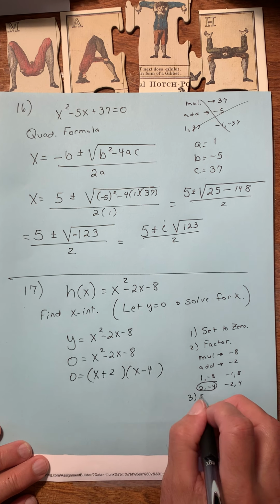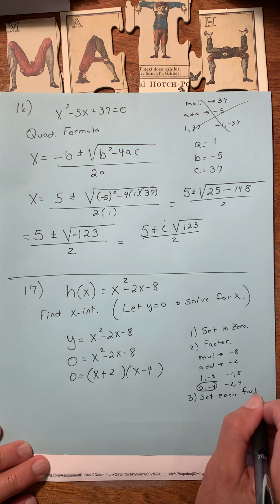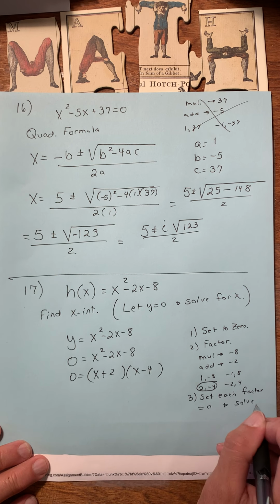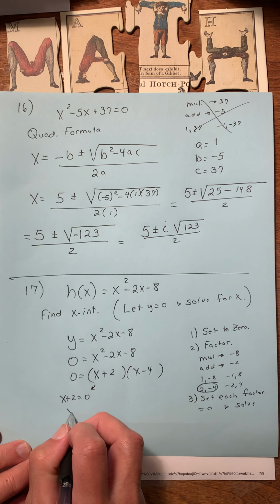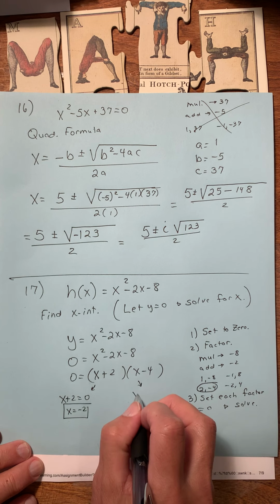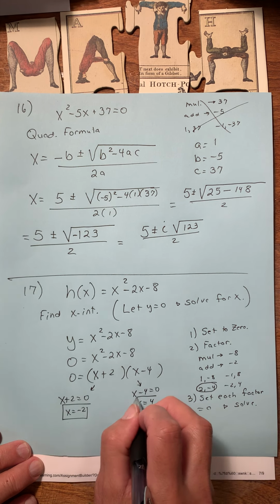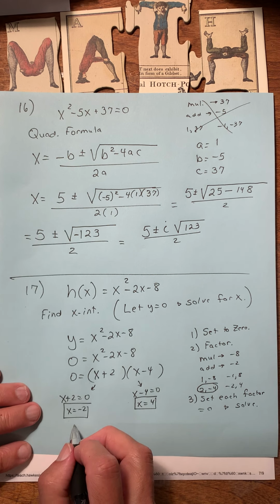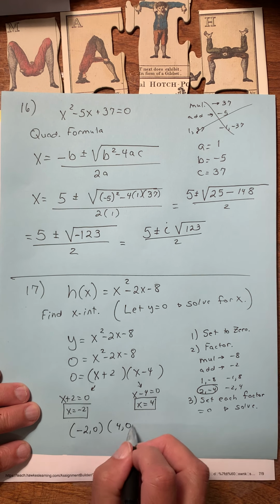Now step 3. Set each factor equal to 0 and solve. Well, that's going to be easy. X plus 2 equals 0. That means x is negative 2. X minus 4 equals 0. X is 4. So my x-intercepts are the points negative 2, 0, and 4, 0.